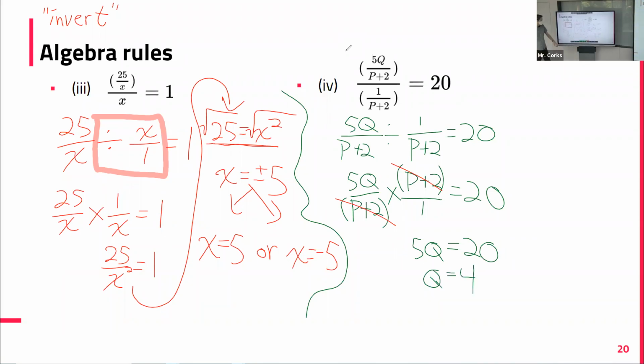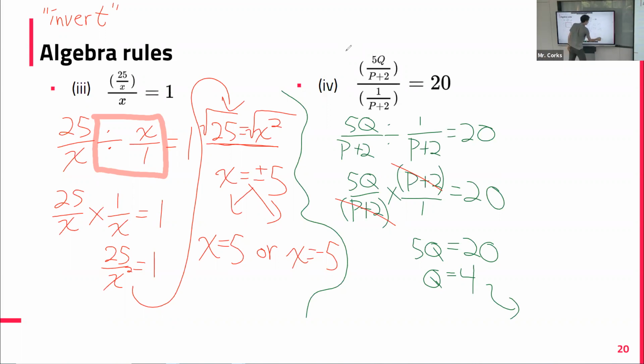Someone asked me in the chat, do we have to solve for both p and q or just q? Well, when we do this, p disappears. So p could be anything. That's what this is saying. Or almost anything. So q must be equal to 4.